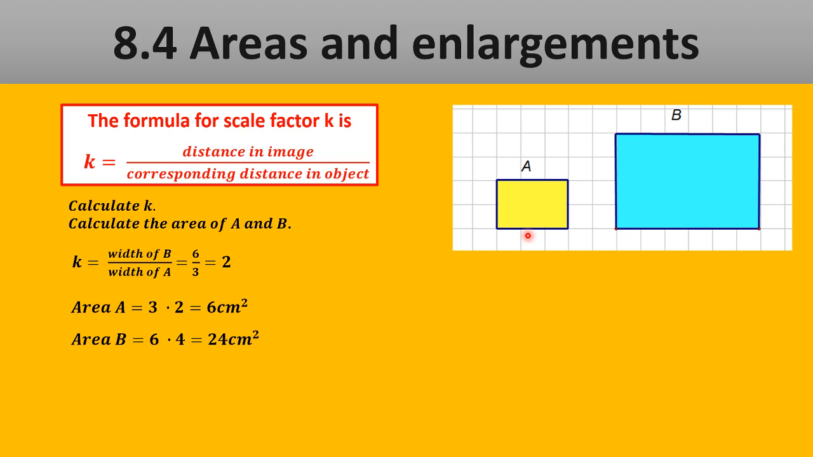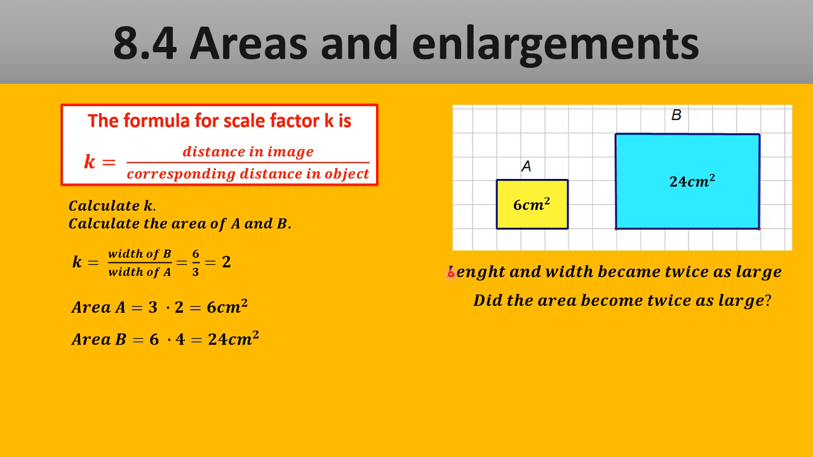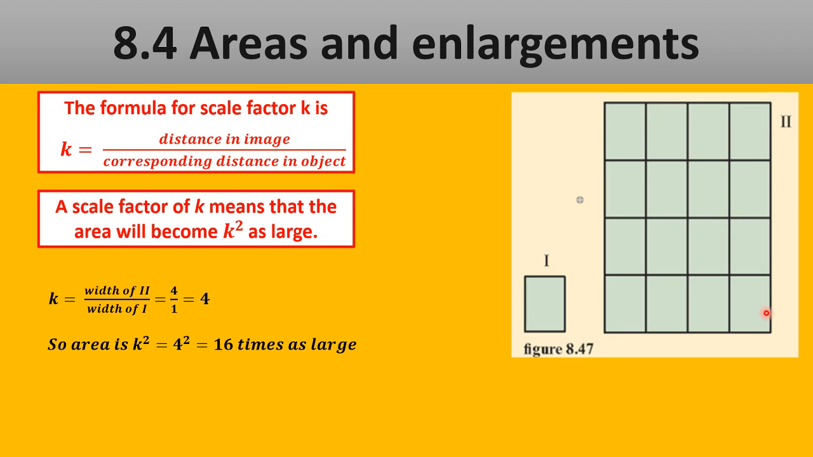But that doesn't hold up for the area, because the area of A is 3 times 2 is 6 squared centimeters, while the area of B is 6 times 4 is 24 squared centimeters. That's not twice as big, that's 4 times as big. Can I still manage to find out how much bigger it has become? Yes, you can. If the length and the width became twice as large, did the area become twice as large? No, but you can still calculate it by taking K squared as large.